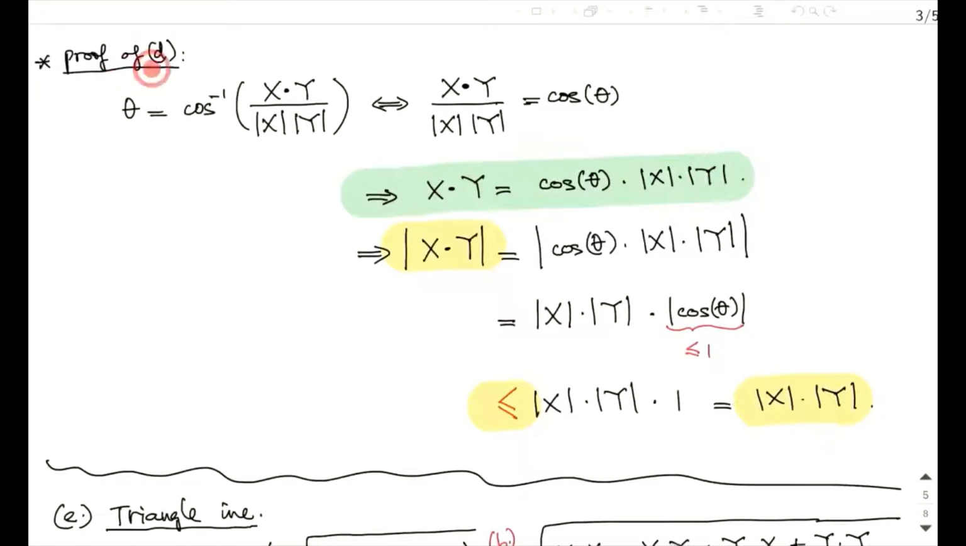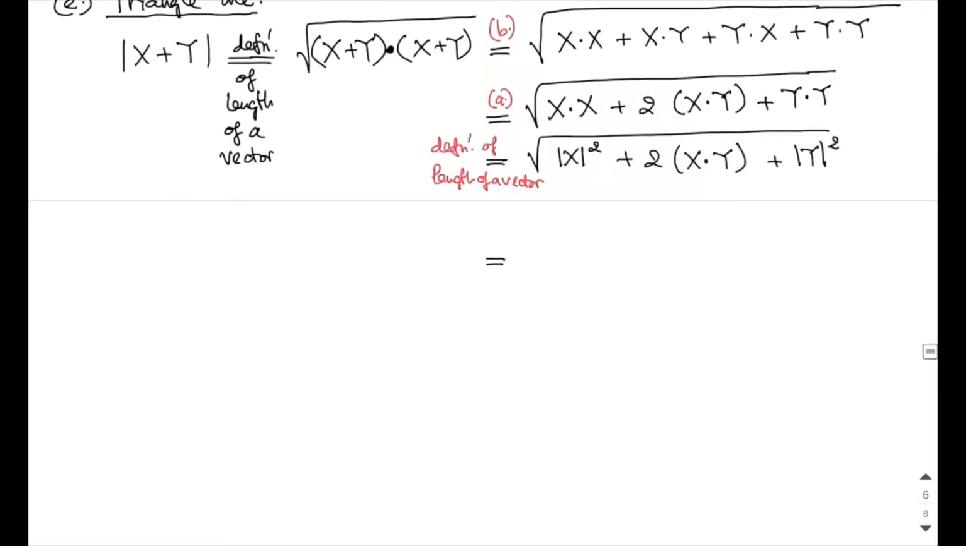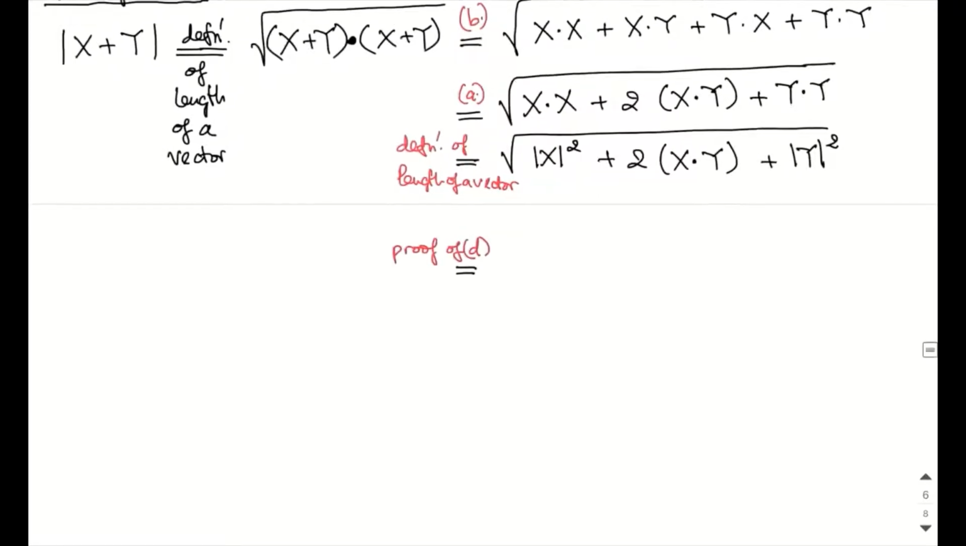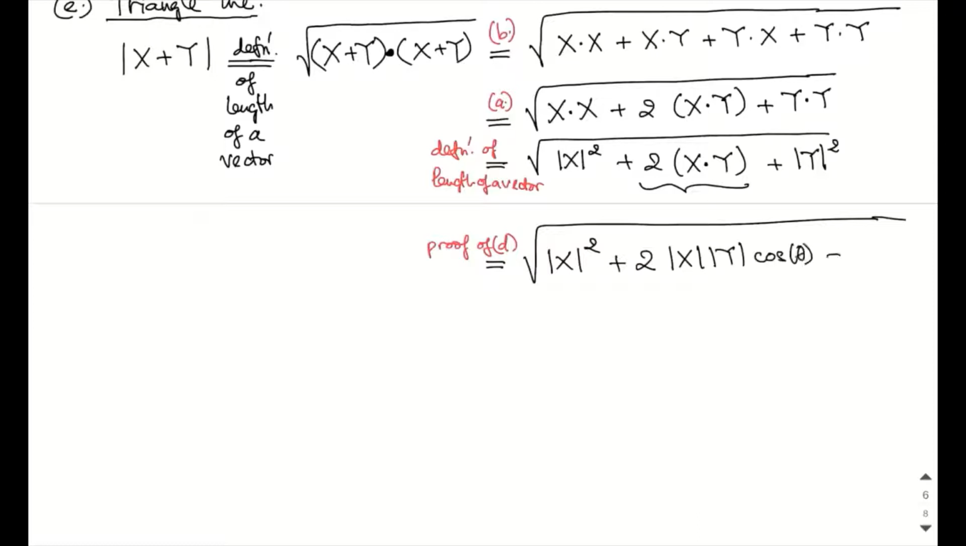In the proof of D, we have already deduced that x dot y is equal to the length of x times the length of y and multiply with cosine of the angle between the two. So I'm going to use that here. From the proof of D, I know that I can go ahead and replace the whole thing here by 2 times length of x, length of y and cosine of the angle between them.